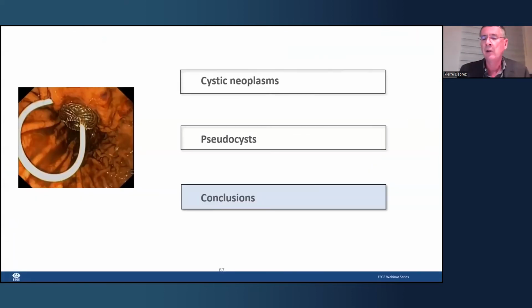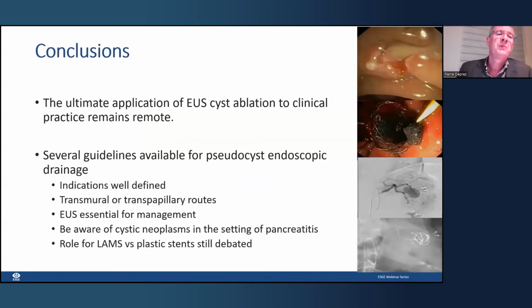So I'm not speaking about walled-off necrosis here. So my conclusions are quite simple, in fact.